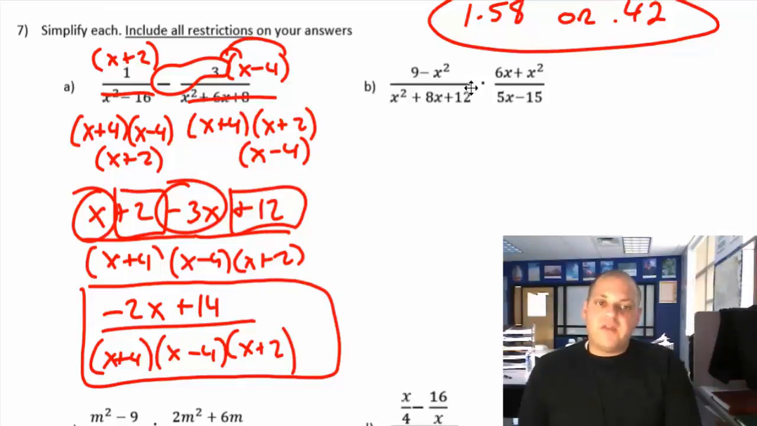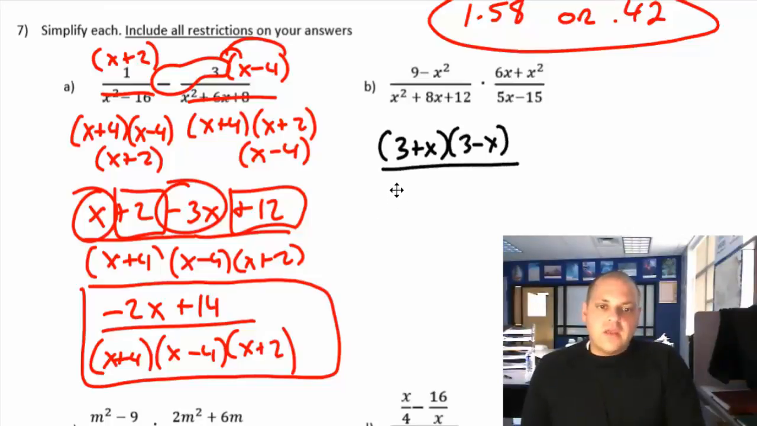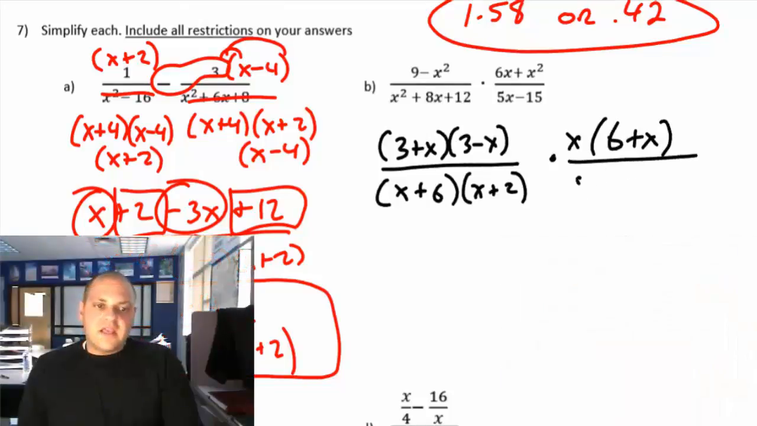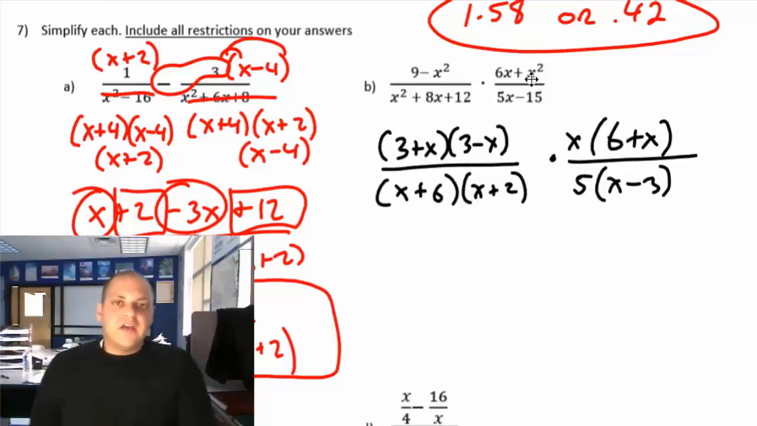All right, here we have, now we're multiplying. So multiplying, remember, you don't need common denominators. You need to factor everything. So it's going to be 9 minus x squared. That's 3 plus x, 3 minus x. And then I have x plus 6, x plus 2. And then I have x times 6 plus x, and 5x minus 3. Common factor, guys. I know some of you are not strong on those common factors. Got to look for those common factors. You have it here, you don't have it here.